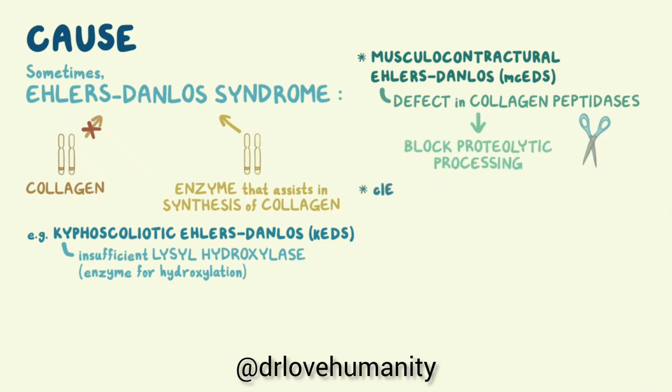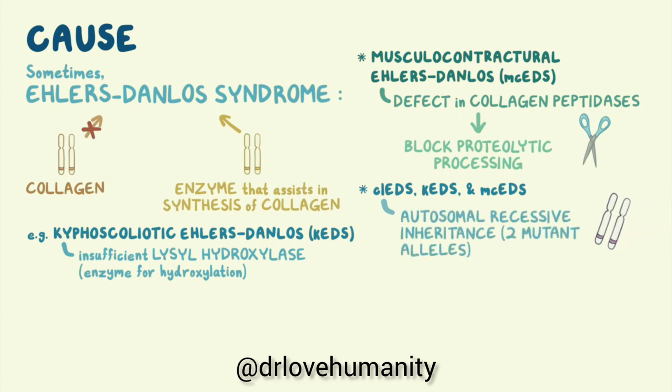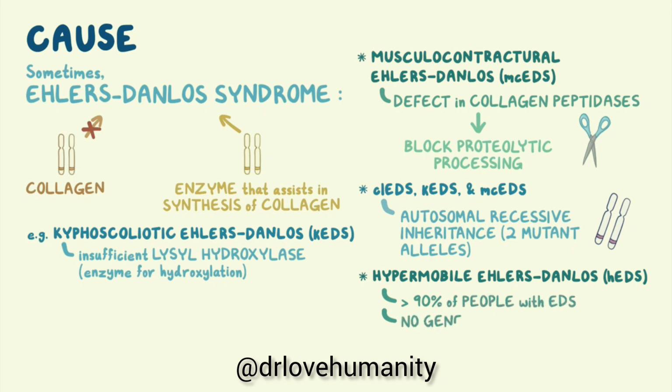In classical-like, kyphoscoliotic and musculocontractural Ehlers-Danlos syndrome, the mutation is passed through autosomal recessive inheritance, which is where 2 mutant alleles are needed for the disease. Finally, for hypermobile Ehlers-Danlos, or HEDS, which makes up over 90% of people with EDS, no genetic mutation has been identified.